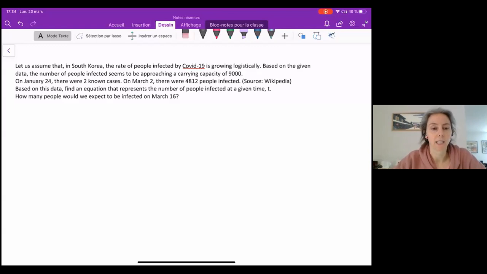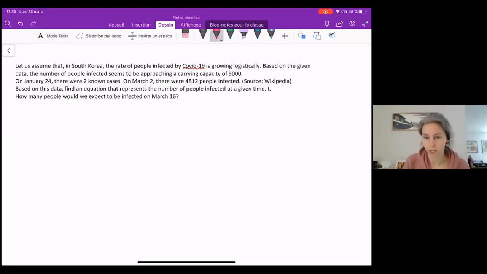Okay, so first let's read the problem. Let us assume that in South Korea, the rate of people infected by COVID-19 is growing logistically. Based on the given data, the number of people infected seems to be approaching a carrying capacity of 9,000. On January 24th, there were 2 known cases. On March 2nd, there were 4,812 people infected. We want to know how many people we would expect to be infected on March 16th.